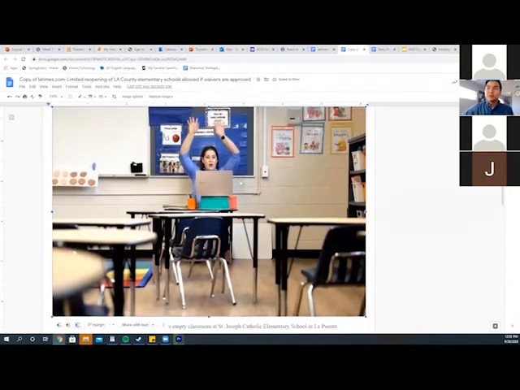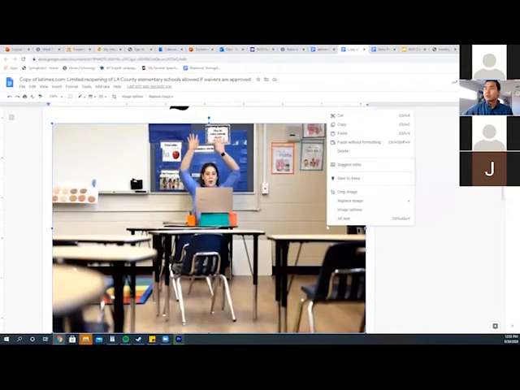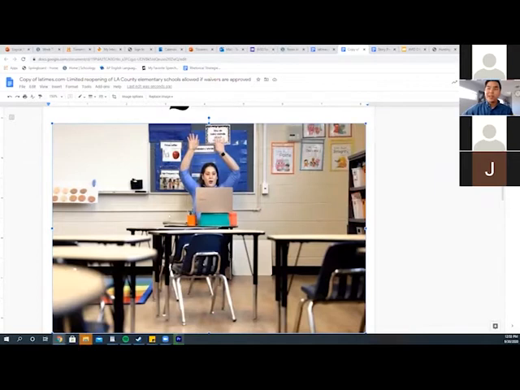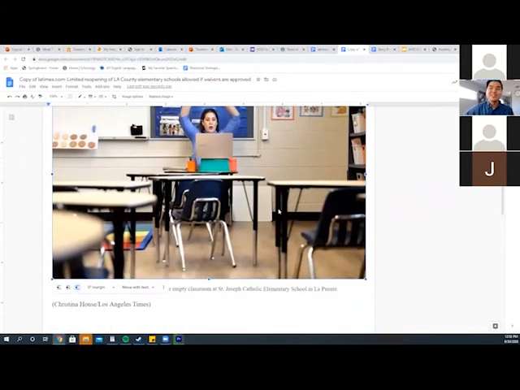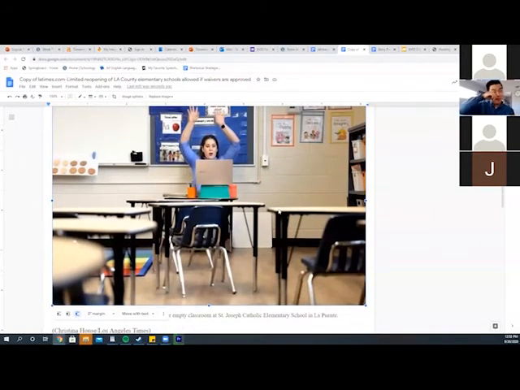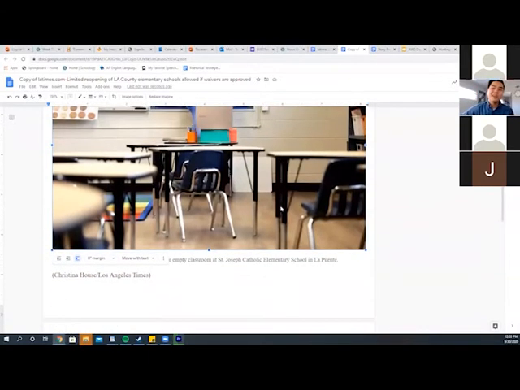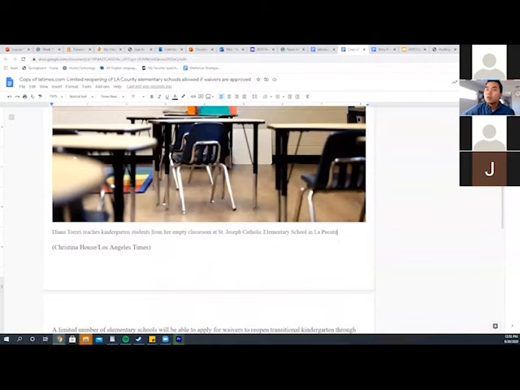For our picture, keep in mind it's an action shot. She's doing something. It's not her just posing. It's not like a Facebook profile. It's not like a selfie. So that is the difference.